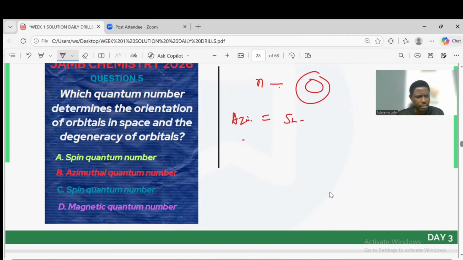While the magnetic quantum number determines the degeneracy. Let's say the p sub shell has three degenerate orbitals like this. So that is what we call the magnetic quantum number. So that's the answer. The spin quantum number is the one that says in an orbital, one electron faces up and the other faces down to minimize repulsion. The spin quantum number is in both A and C, so that should be a mistake there. So the answer is D.